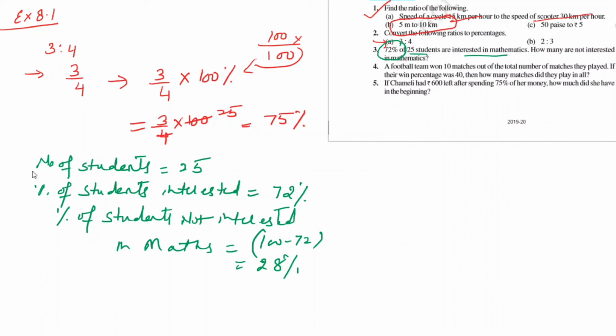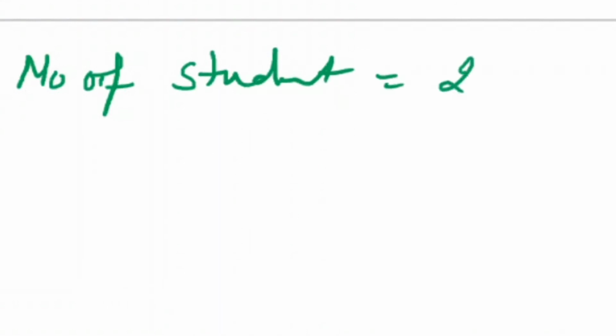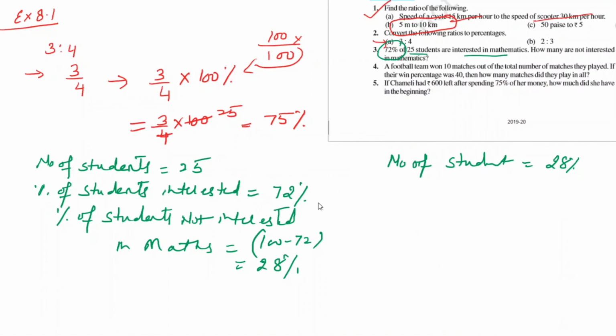So now we have to find the number of students. What we will do is write 28% of 25. So this we have to solve. We have done it in class 7 a number of times. 28% is 28 upon 100, and of means multiply. Rest is our solution. So 25 ones are 25, 25 fours are 100, 4 sevens are 28. So 7 students are not interested in maths.